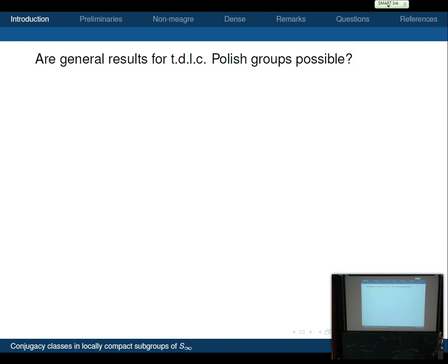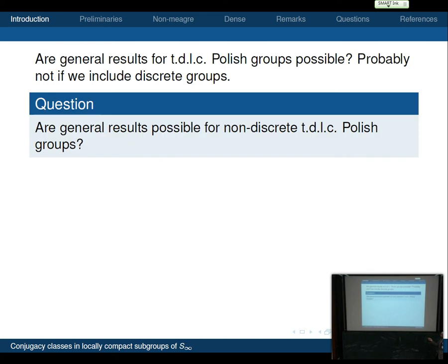Okay. So one thing you might ask is, we have these T.d.l.c. Polish groups all living inside of S infinity, and there are a lot of tools to analyze Polish groups inside S infinity. So can we prove some general theorems for such groups? Probably not if we include discrete groups. Discrete groups are full of terrible examples. So naively, we could ask, what if we exclude discrete groups and just look at non-discrete T.d.l.c. Polish groups? For a long time, people thought that no, all the badness of discrete groups probably shows up in here. But it turns out that was wrong.